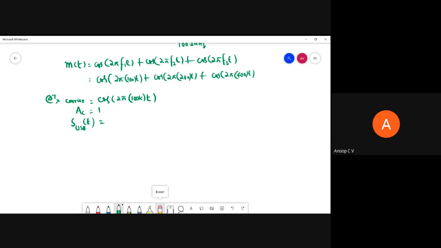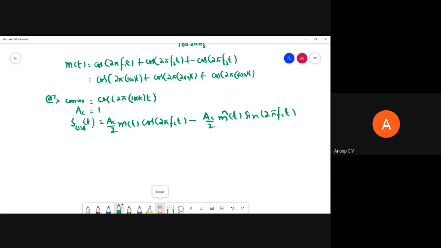So it is Ac by 2 m of t into cos 2 pi fc t minus Ac by 2 m cap of t, oh sorry, it should be sine, m cap of t sine 2 pi fc t, right?